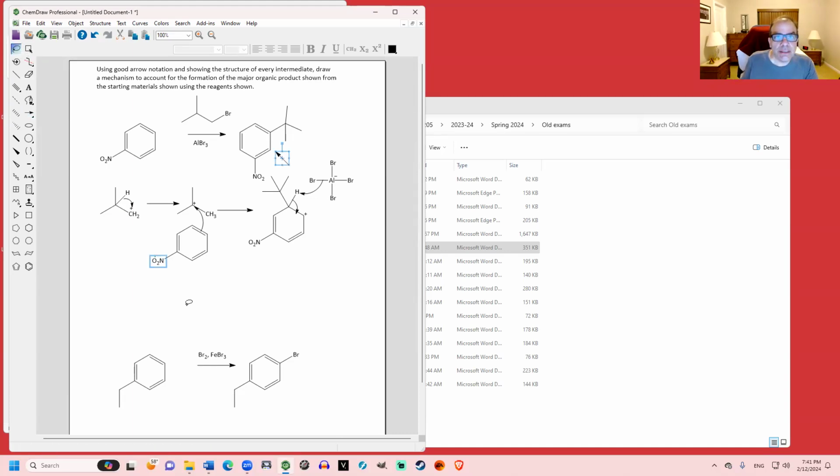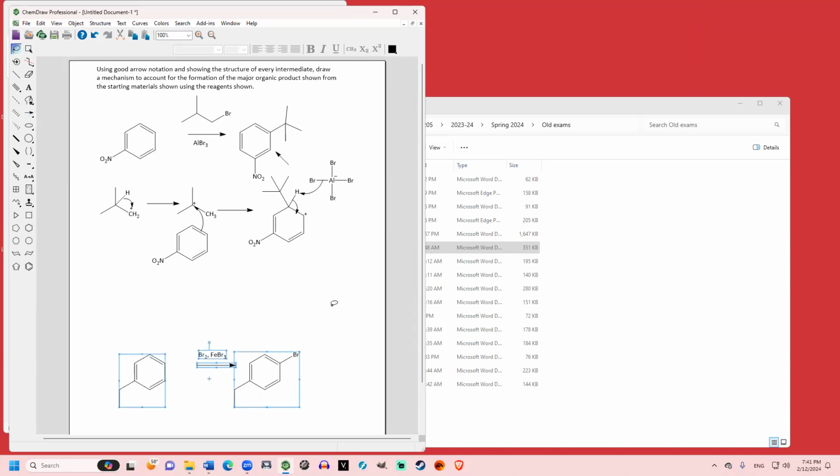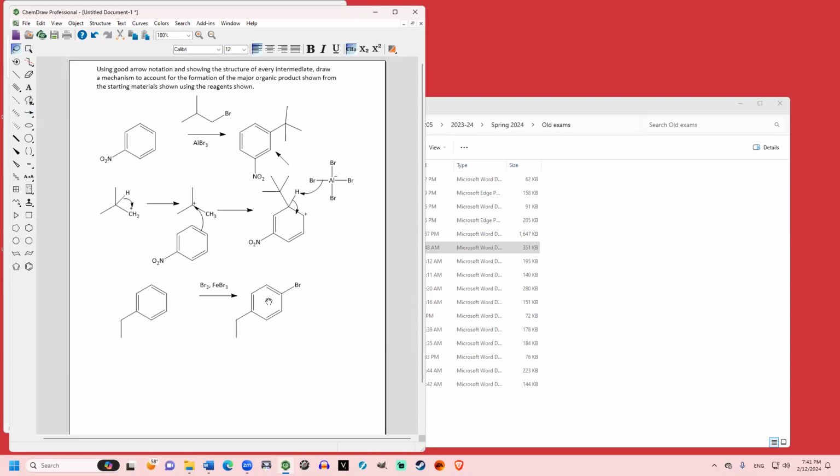Questions on that one? The reagent says AlBr3, but we wrote AlBr4 with a minus charge. Is that because you said it loses a bromine? Yes, it loses bromide ion from the alkyl bromide, and that goes to aluminum. Oh, okay. Other questions?